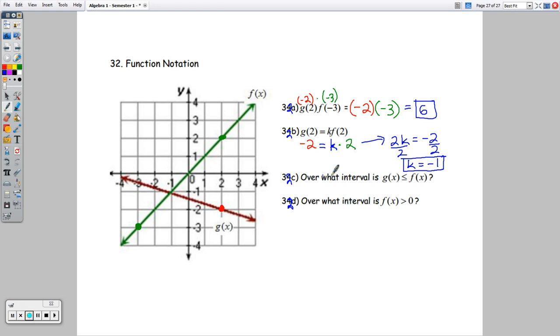For 32c, over what interval is g of x less than or equal to f of x? So basically all that's saying is, when is the red line below or equal to the green line? If you look at the graph here, the red line is above the green line until it gets to right there at -1. And then from that point and beyond, it's either equal to or less than the green line. So we're saying that x would have to be greater than or equal to -1.